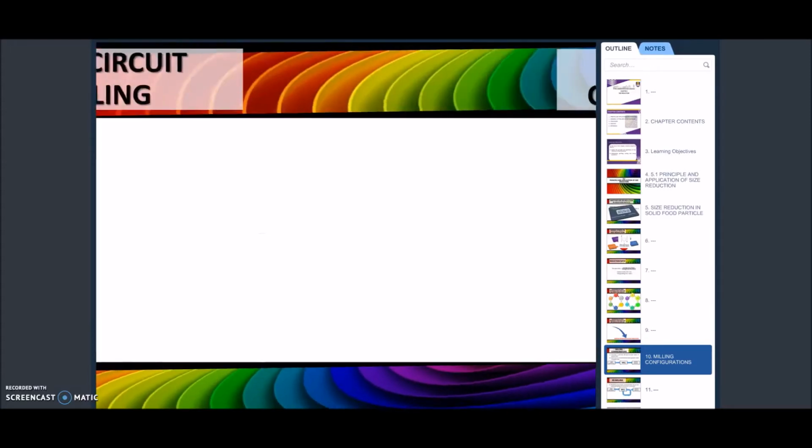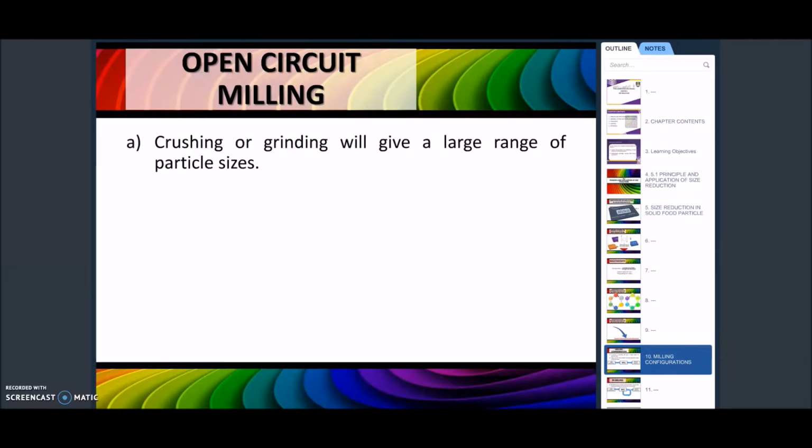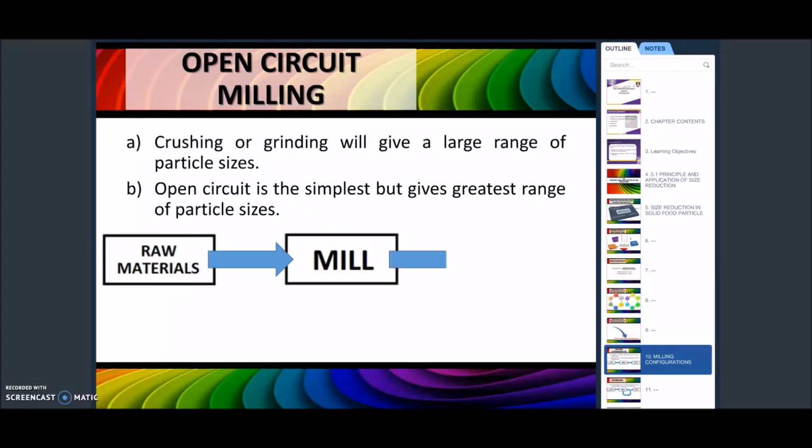Milling configurations. Open circuit milling. It involves crushing or grinding that will give a large range of particle sizes. Open circuit milling is the simplest one, but it gives greatest range of particle sizes. It can be explained by this diagram. Raw material undergo the milling process and the product will be collected. As simple as that.